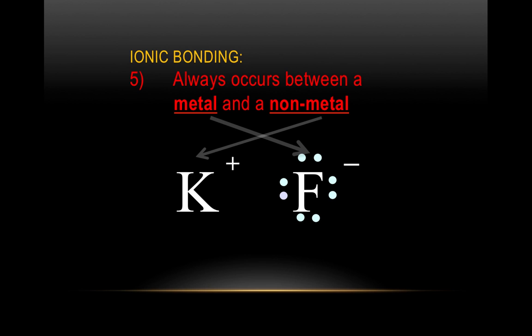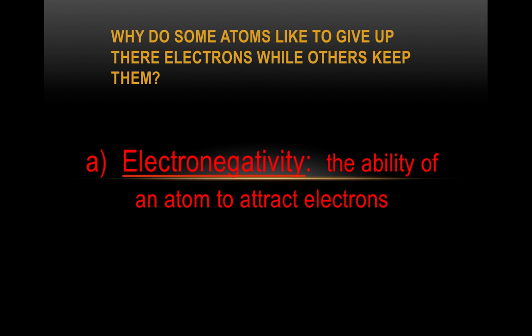Now in ionic bonding, it always occurs between a metal and a nonmetal. So anytime you look at, oh, and I think I might have done that wrong. This is my metal, this is my nonmetal. Oops, don't pay attention to the arrows. Anytime you look at a compound, you can tell that it's an ionic bond if it consists of a metal and a nonmetal.